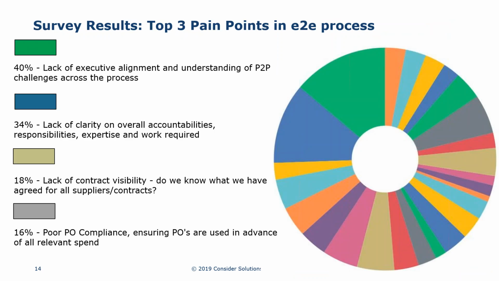So just to give you a snapshot, and as I say, it's a snapshot, it's not the full data. If you complete the survey, you're going to get the full report and a full analysis. And currently it's interim, so you can still fill in the survey. But we want to ask everyone to identify the top 3 pain points from their perspective in the end-to-end purchase-to-pay process. And the biggest winners out of that, if you like, were number 1. So 40% of people said one of their top 3 was a lack of executive alignment and understanding of P2P challenges across the process.